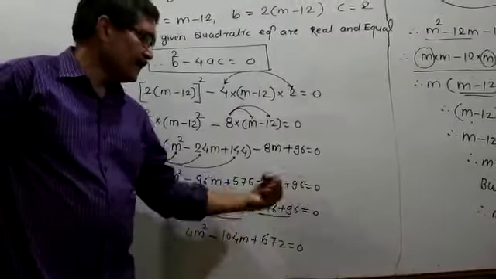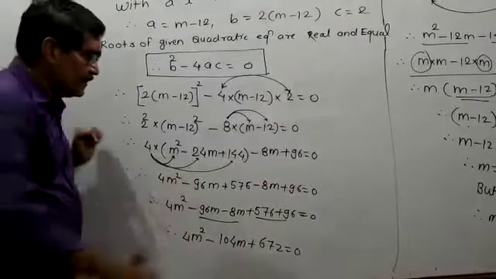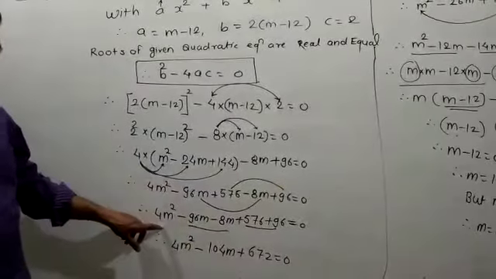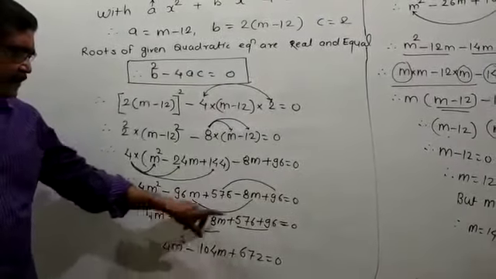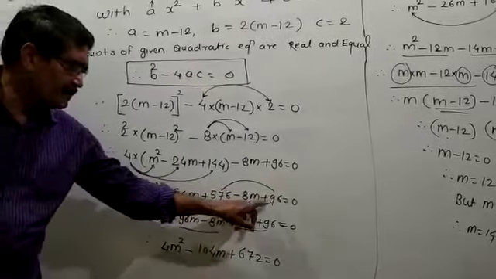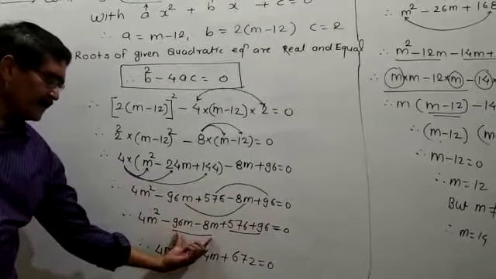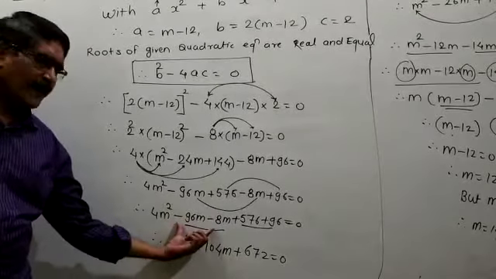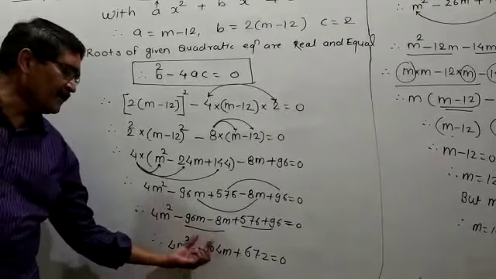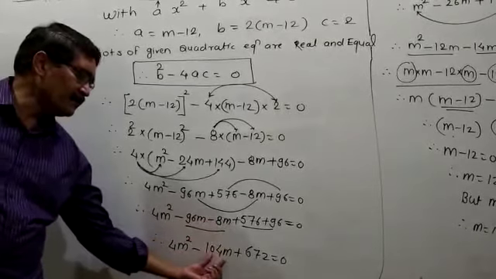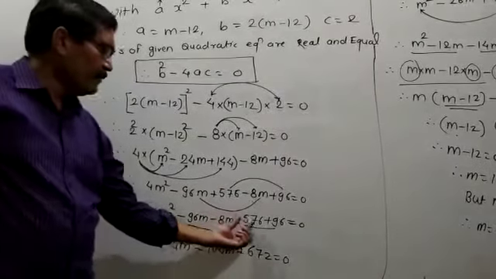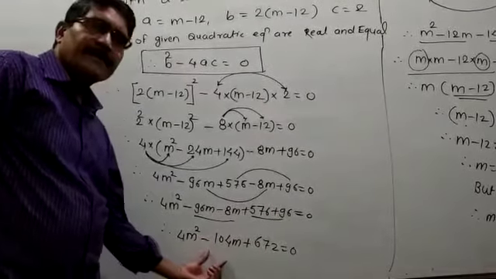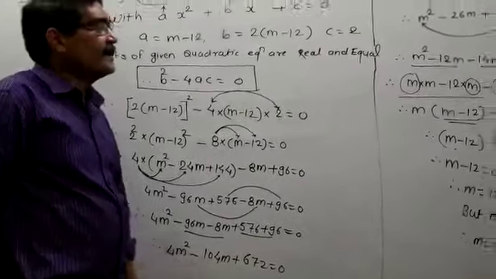Minus 8m plus 96. Here you have to collect the terms of m together and the numeric terms together. 4m square as it is, then 96m minus 8m, and 576 plus 96. These are like terms, so you have to add them. If both numbers are negative, add their magnitudes and give the sum the negative sign. 96m minus 8m is equal to 104m, and 576 plus 96 is equal to 672. This is the required quadratic equation. Then you have to solve this quadratic equation.